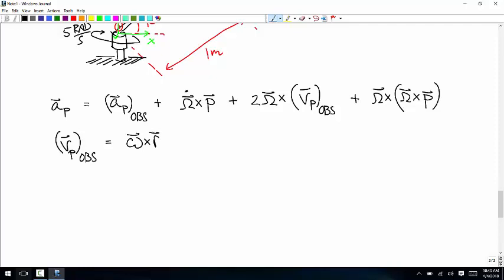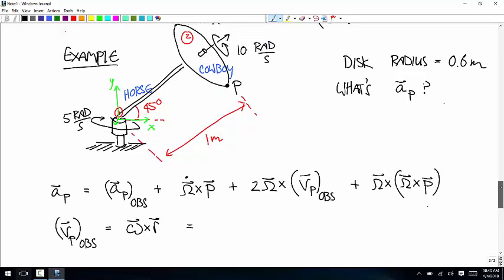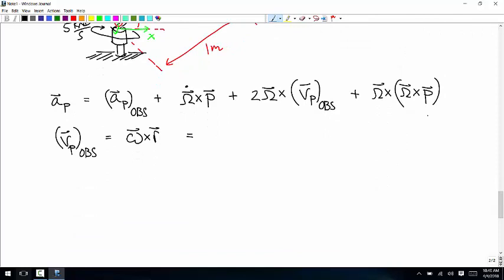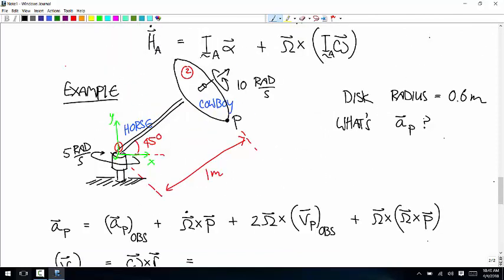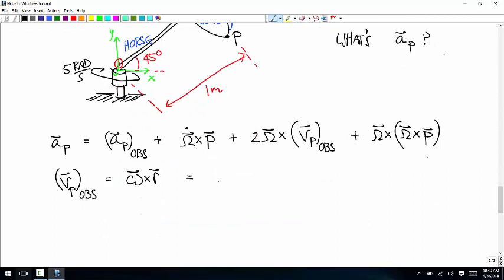And what's omega? It has a magnitude of 10 radians per second. And so we're going to do that as a magnitude times a unit vector. What's the direction of the unit vector? Yep, cosine and sine of 45 degrees and then 0 z. So this omega is positive 10 times 0.7071, 0.7071, 0.